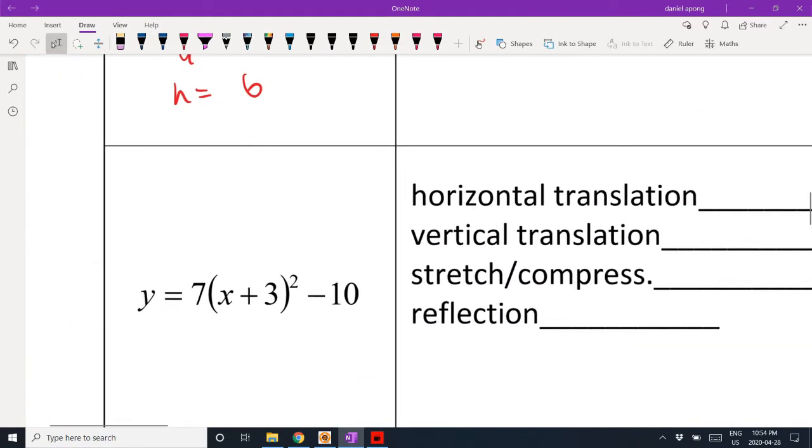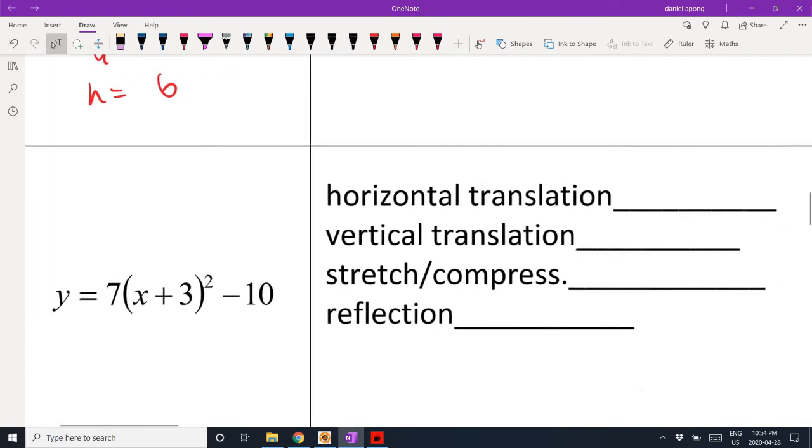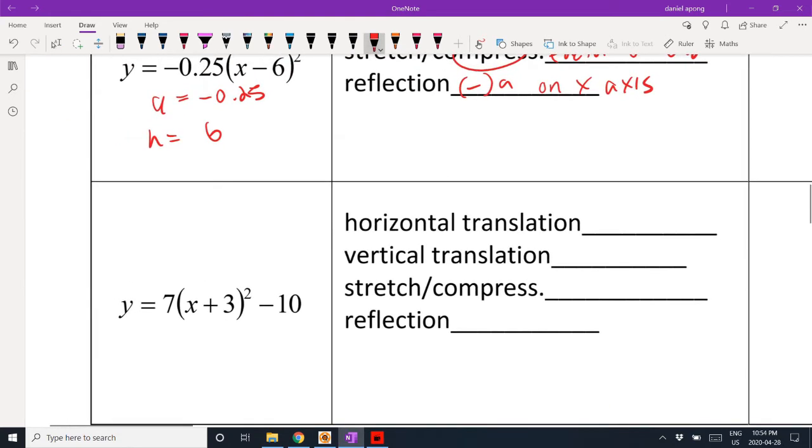So we have y is equal to 7 times (x plus 3) squared minus 10. Before we do that, let's just write our h and k over here. Okay, so let's set it up. A in this case is going to be 7. H is going to be -3. And then k is equal to -10. So let's just translate them into words here.